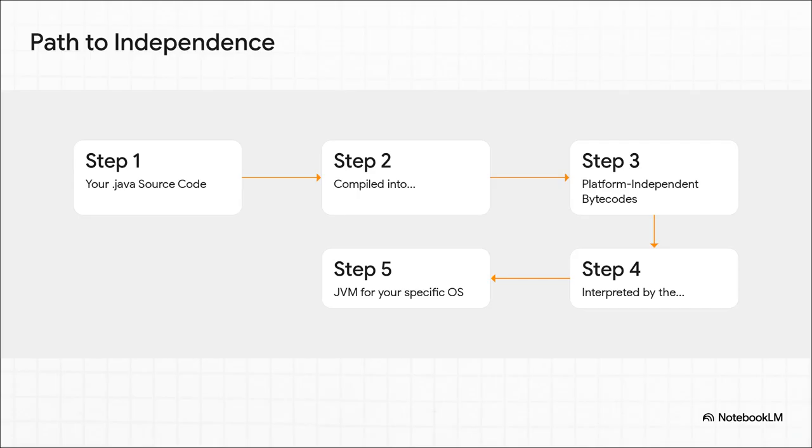Well, the secret sauce is this two-step process. First, you write your code in a standard .java file. That gets compiled, but not into machine code for a specific computer. No, it gets compiled into something called bytecode. You can think of this bytecode as a kind of universal intermediate language.